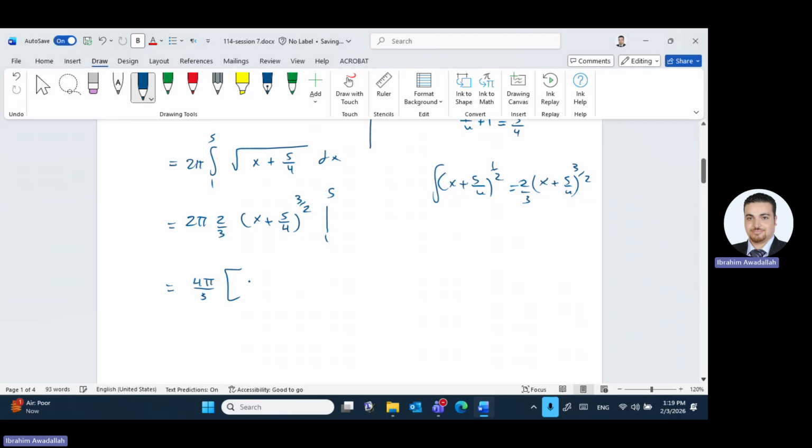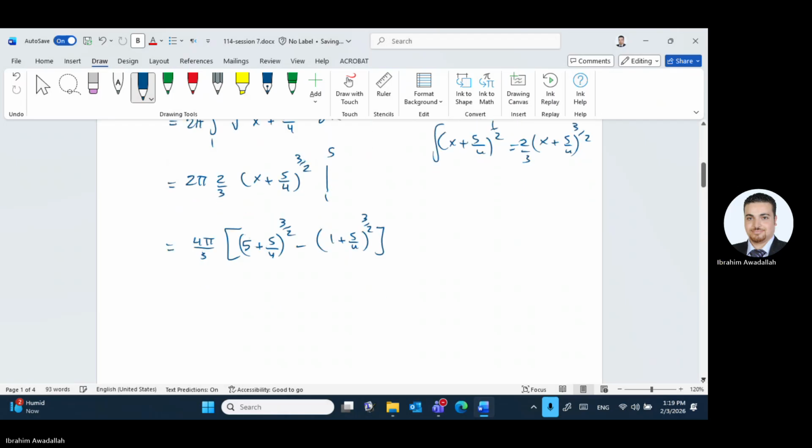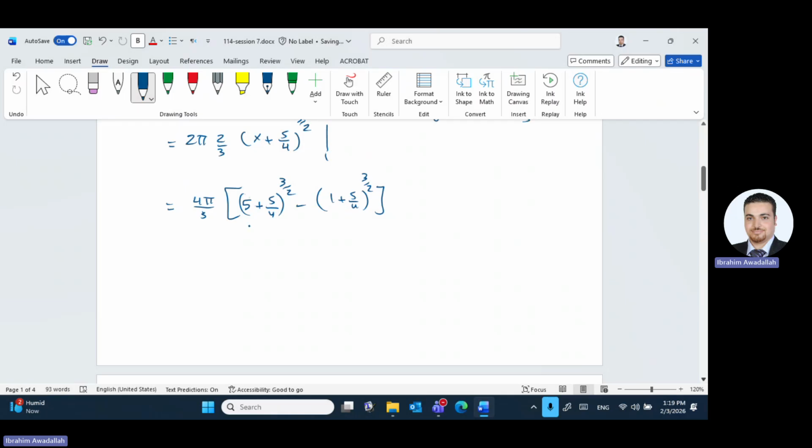Now substitute 5 here. 5 plus 5 over 4, all of it to the power 3 over 2, minus, substitute 1 plus 5 over 4, all to the power 3 over 2. If you have a calculator, you can easily put this in the calculator, or you can add here. This will be 4, so I can multiply 4, 20, 25 over 4 to the power 3 over 2, minus, this will be 4 over 4, so 9 over 4 to the power 3 over 2. They are completely perfect squares. So this will be 5, and this will be 2 to the power 3.